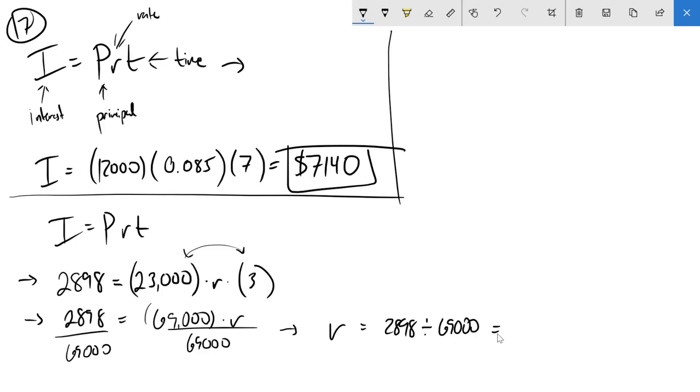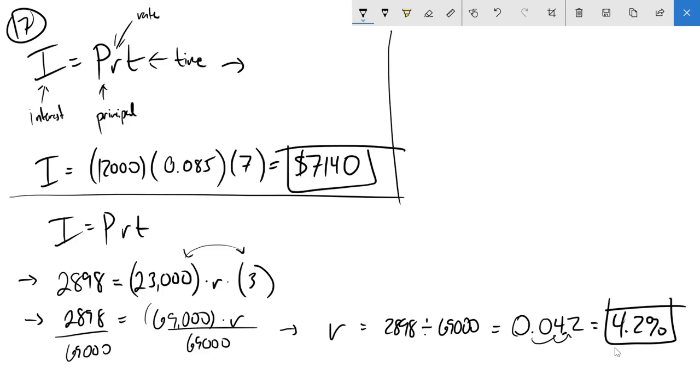And what does that come out to be? 0.042. Yeah, so what's the answer then? Yeah, that's the decimal form. So it's 4.2%.